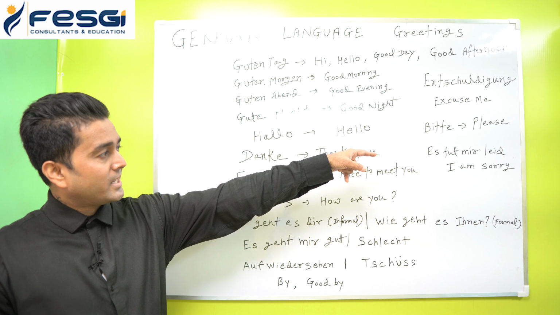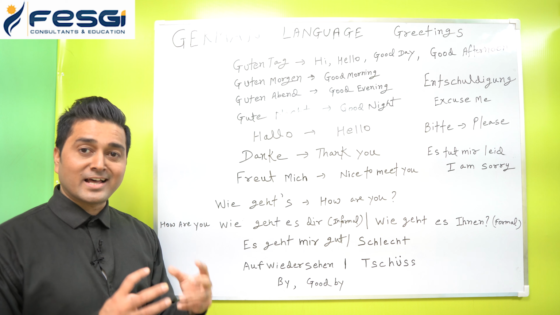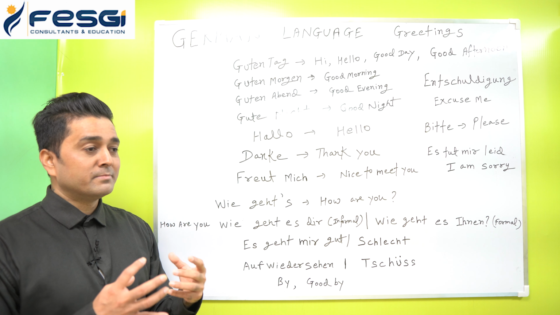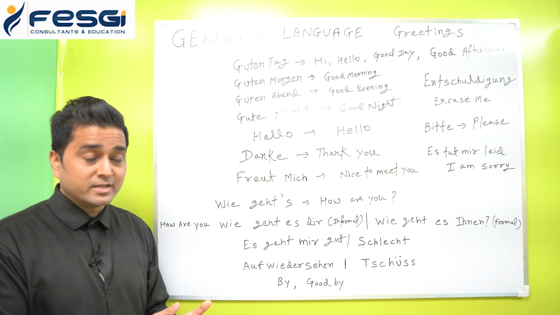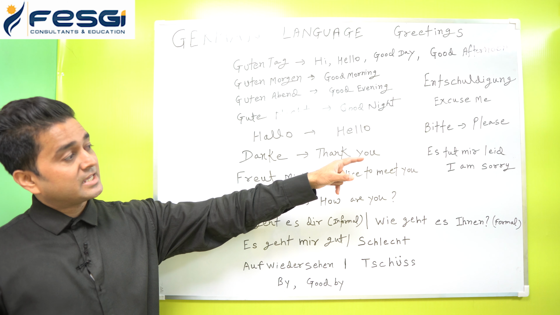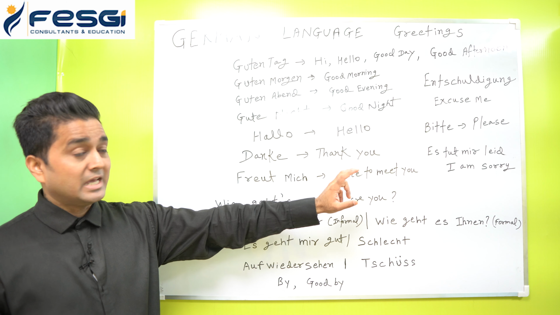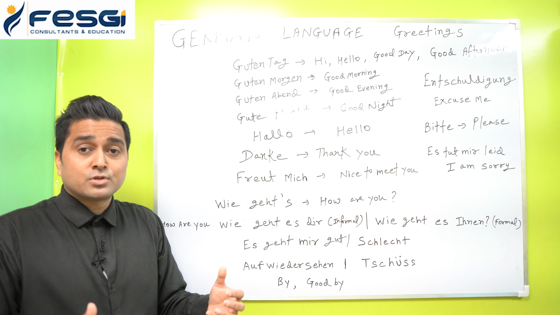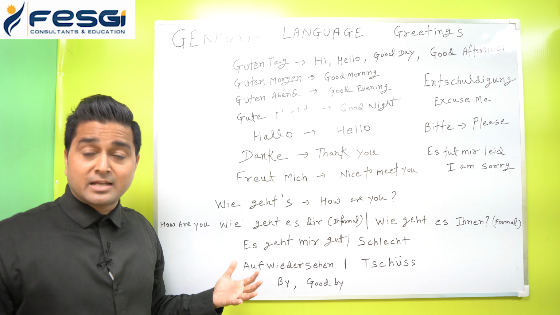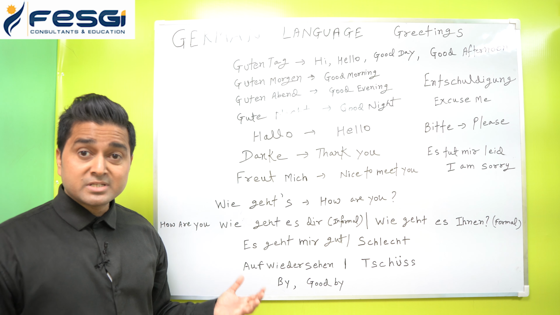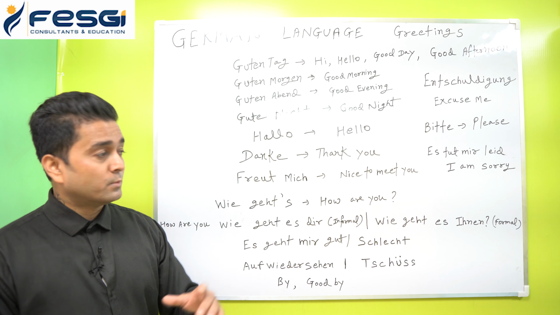And also we have a very important word in our life, because whenever we do something bad, something silly, we have to say I'm sorry. So in the German language you can say es tut mir leid. Es tut mir leid, that means I'm sorry. So you can use this word. This is very important also. Es tut mir leid, I'm sorry, I did it by mistake.